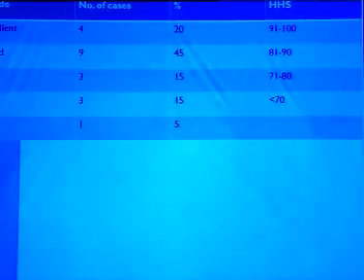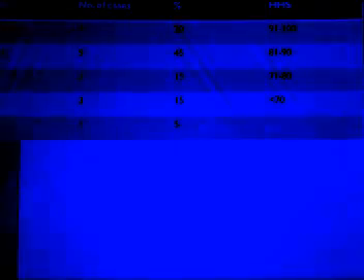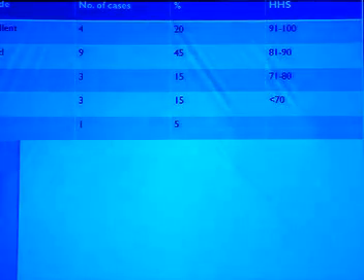With the Harris Hip Score, the result is excellent in 4 cases, good in 9 cases, fair in 3 cases and poor in 1 case.